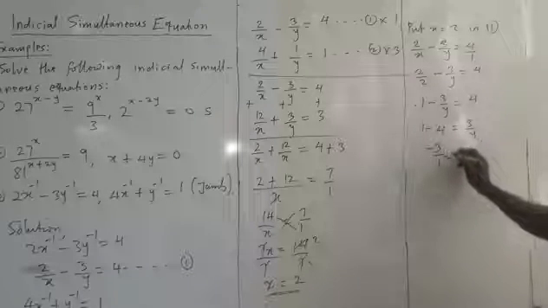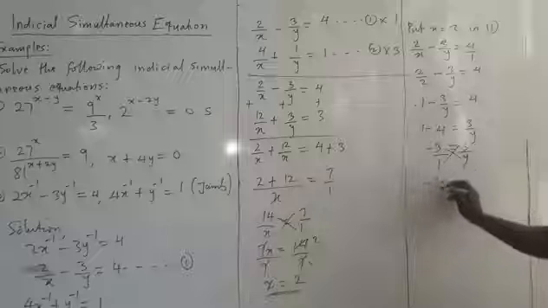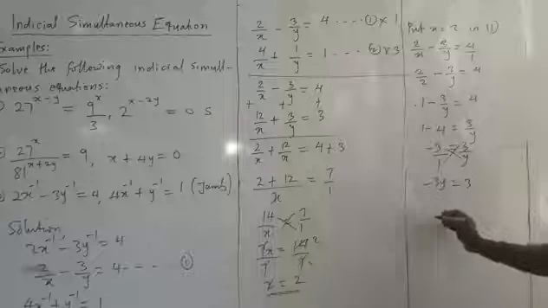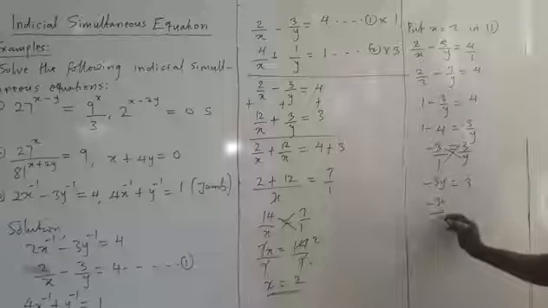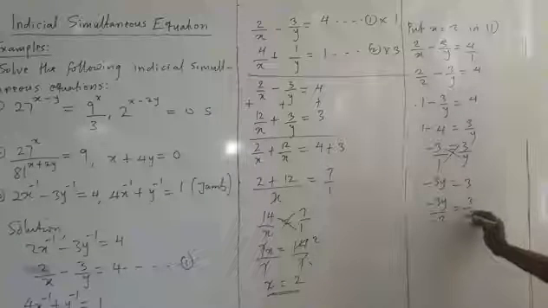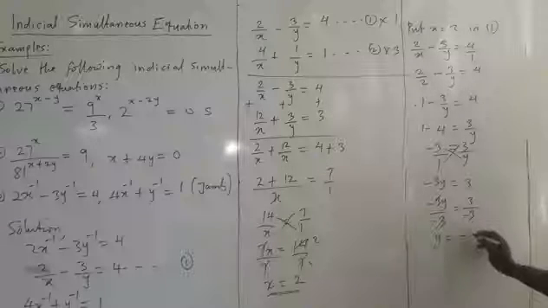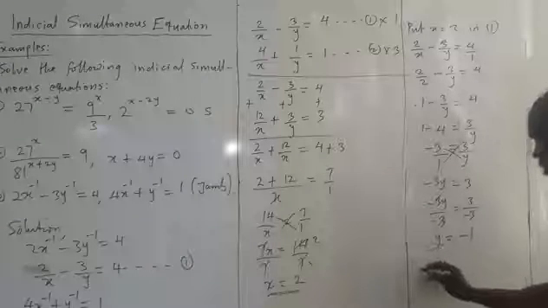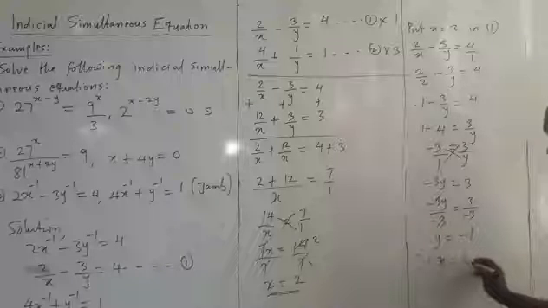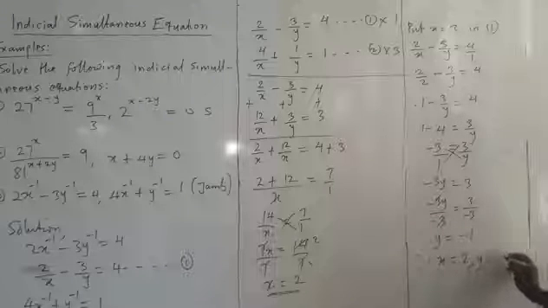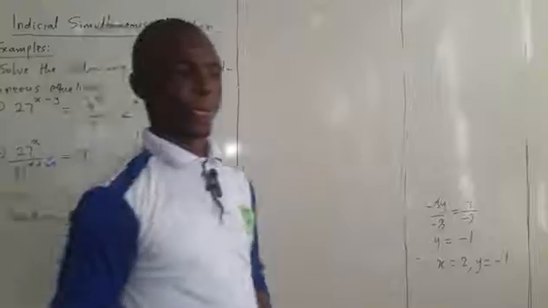So if we cross multiply, we have minus 3y equals 3. So divide both sides by minus 3. So we have minus 3y over minus 3 equals 3 over minus 3. So this gives y equals minus 1. So therefore, x is equal to 2 and y is equal to minus 1.